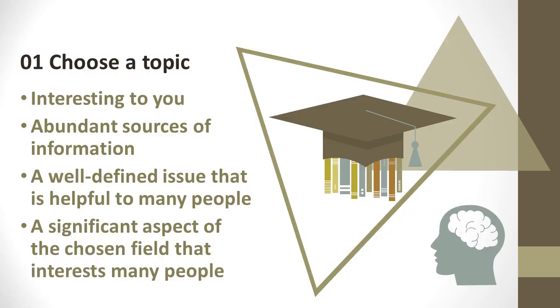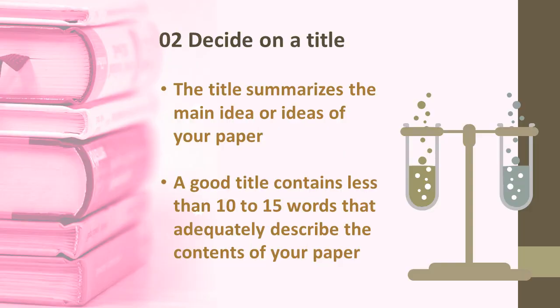Step 1. Choose a topic. How do you choose a topic to write on? You should choose a topic that is interesting to you, a topic that you're passionate about. The topic you're interested in should also be abundant in sources of information, a well-defined issue that is helpful to many people, and a significant aspect of the chosen field that interests many people.